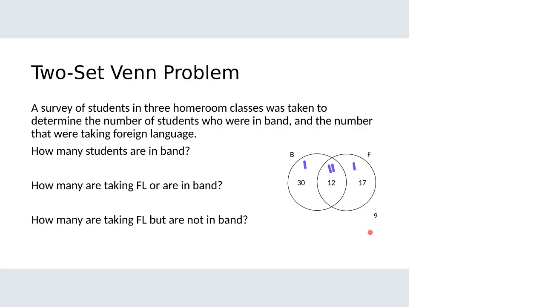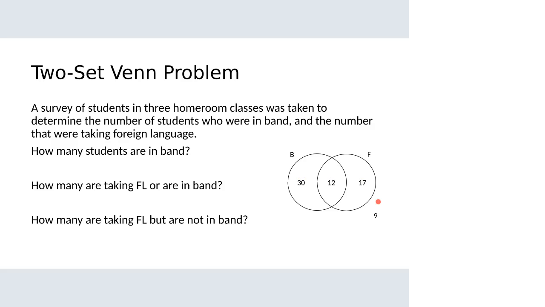Now, these numbers aren't names for those regions. What those numbers are is they tell us how many people are within each region. So region 1 has 30 people in it. Region 2 has 12. Region 3 has 17, and region 4 has 9. That's what those numbers mean for us now, and that's why we use Roman numerals to name the regions.